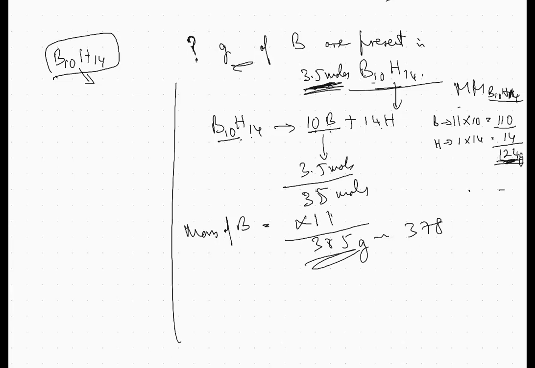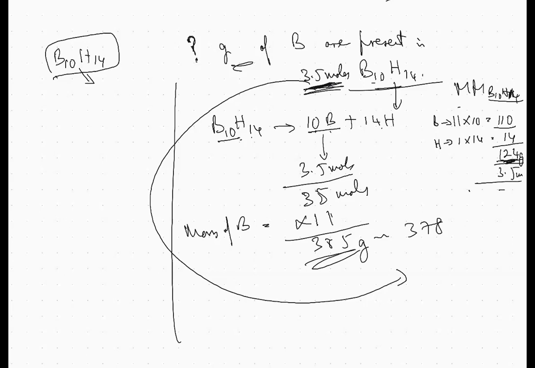Now, next thing is to find the mass of 3.5 moles. So 3.5 moles mass would be 124 times 3.5, 434 grams. Okay. So here you can take this as a percentage if you want. Let me do the percentage.